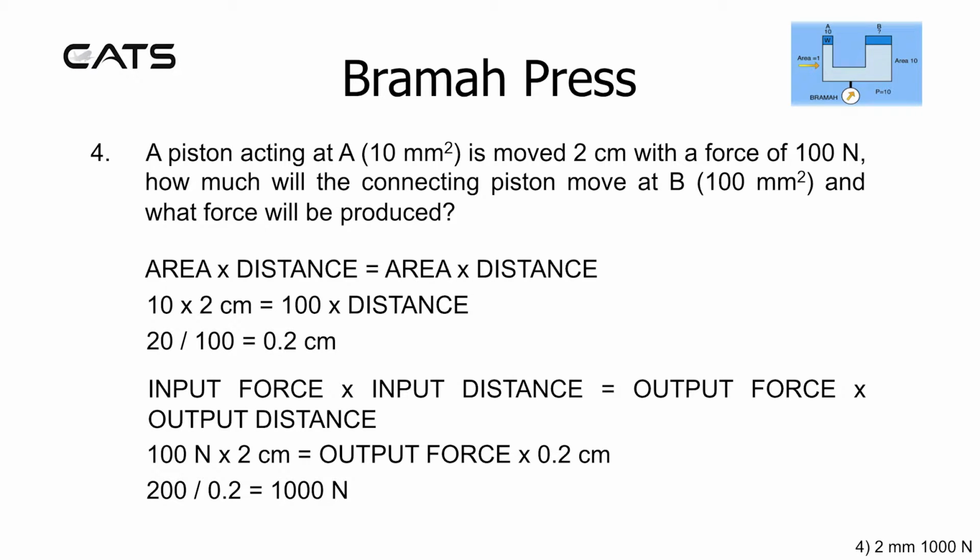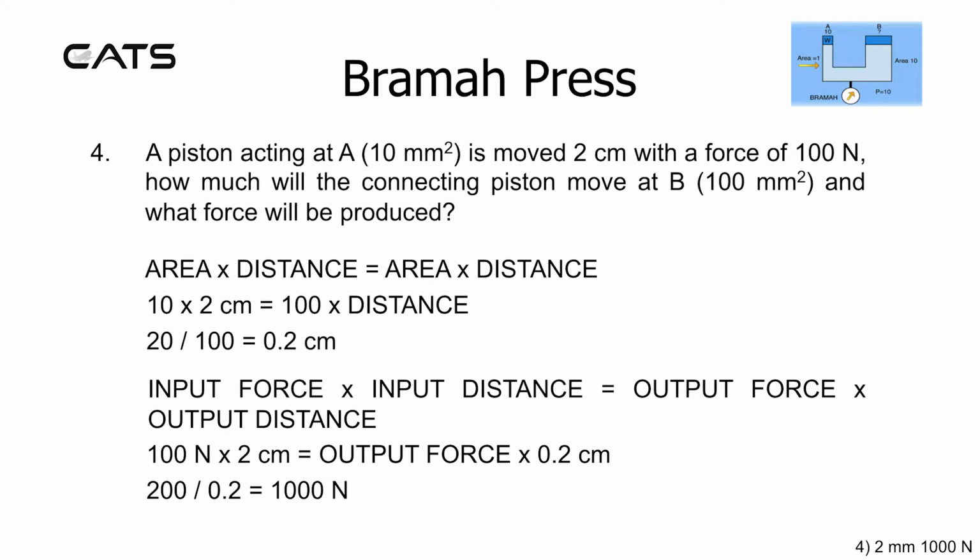A piston acting at A, 10 millimetres squared, is moved 2 centimetres with a force of 100 newtons. How much will the connecting piston move at B, 100 millimetres squared, and what force will be produced? Area multiplied by distance equals area multiplied by distance. So 10 multiplied by 2 centimetres equals 100 times the unknown distance. 10 multiplied by 2 is 20. Divided by 100 is 0.2 centimetres.